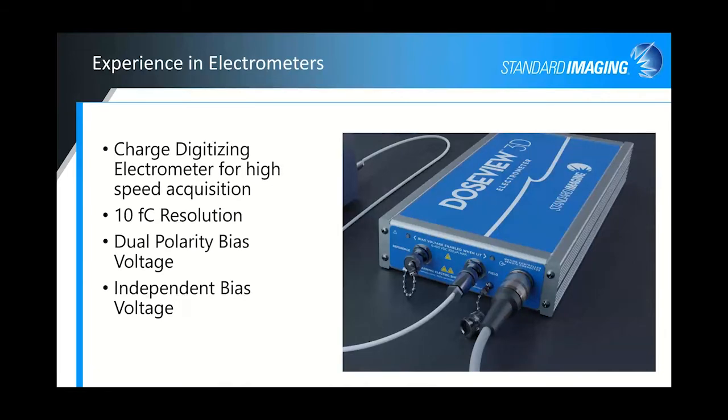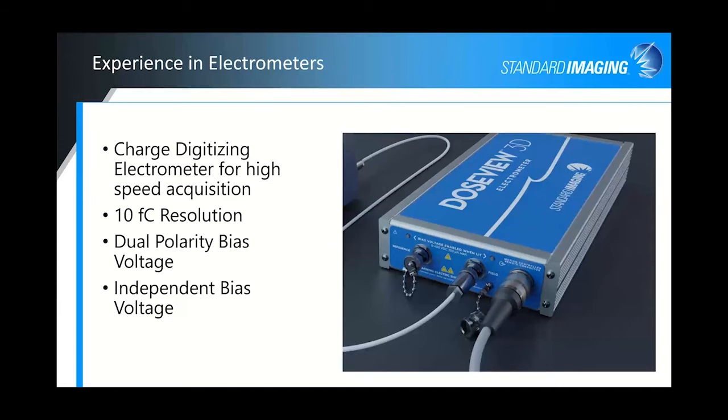We've got a long experience and history with manufacturing electrometers, and we've incorporated some of that expertise into the electrometer for the DoseView system. It's a charge digitizing electrometer and gives you high-speed acquisition. It has a 10 femtocoulomb resolution, dual polarity bias voltages, and those bias voltages are independent. So if you wanted to use, for example, a chamber for your reference and then a diode for your field measurements, you can set those biases individually.